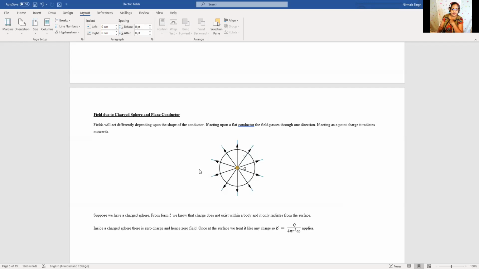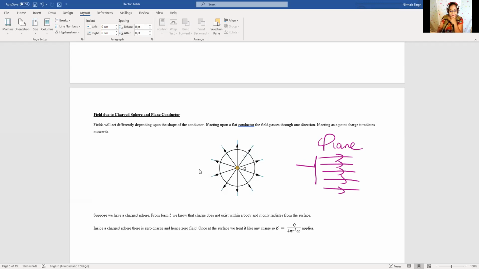Meaning, I don't need to draw a diagram for that. If I have a plane conductor looking like this, my electric field will just propel itself out into space in straight lines. All right, so this is a plane conductor, not plane as an airplane, plane as in flat.